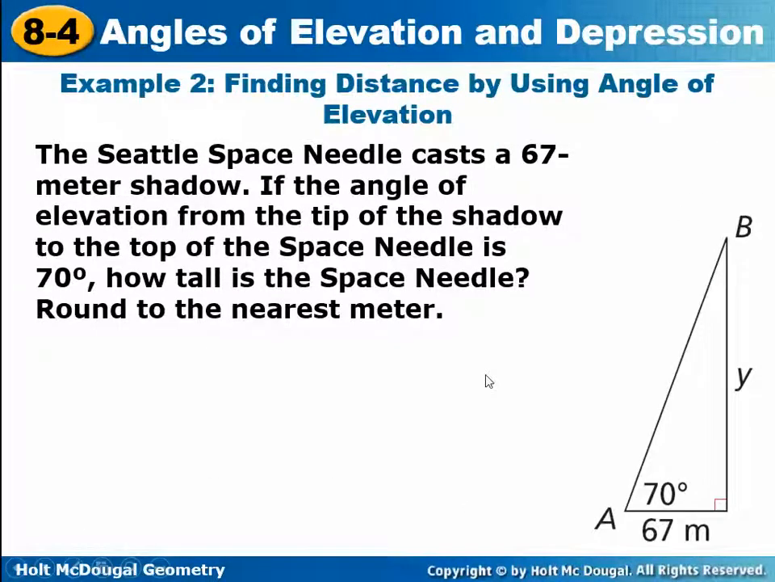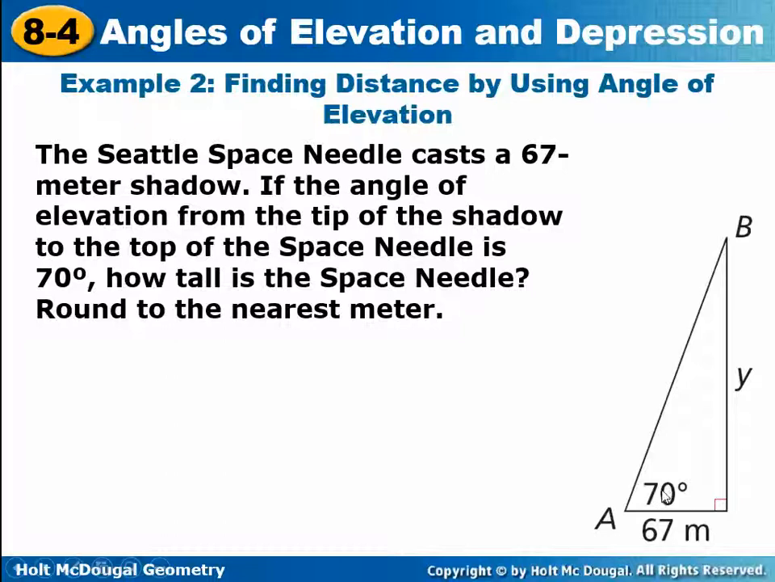All right, now let's look at solving problems. This is the fun part. Using angle of elevation or angle of depression, depending on what the story is. All right, so we've got a Seattle Space Needle, and that's represented by this tall line here. It cast a 67-meter shadow. That's along the bottom. If the angle of elevation from the tip of the shadow, I guess that's point A, to the top of the Space Needle, B, is 70 degrees, how tall is the Space Needle? Round to the nearest meter.